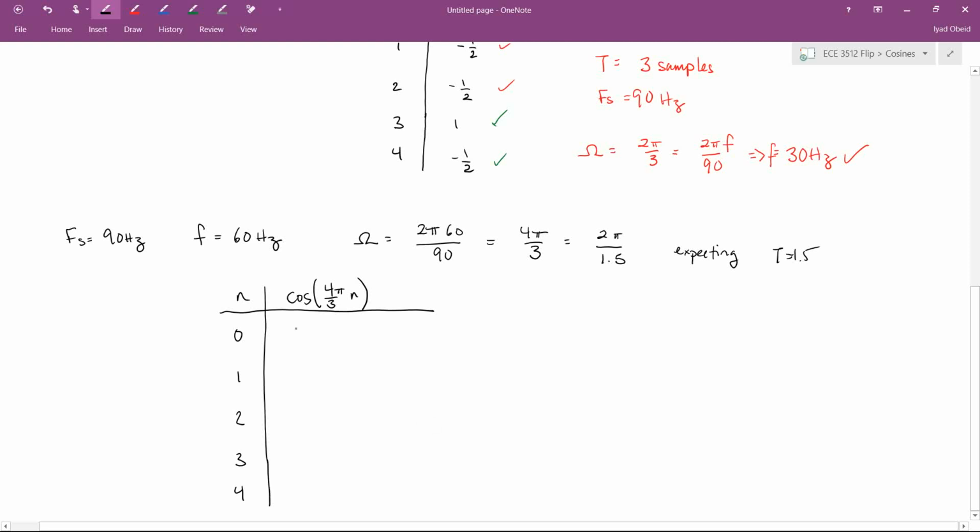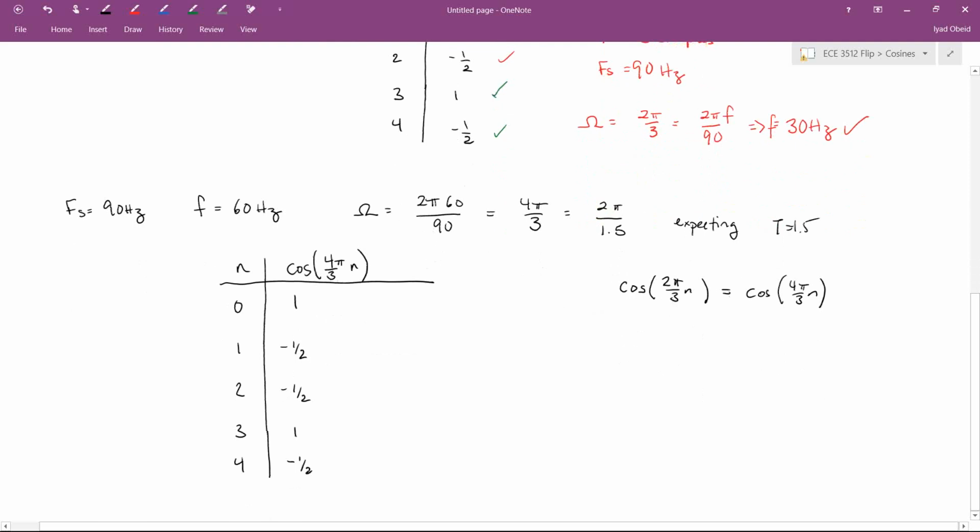And what we see is that we get 1, -1/2, -1/2, 1, -1/2. That's just what you get when you plug it in. Now this is interesting. What we've just discovered is that the list of samples we get when omega is 4/3 pi is exactly the same list of samples we get when omega is 2/3 pi. So in other words, we've just demonstrated that cosine of 2/3 pi n is the same as cosine of 4/3 pi n. If you look at the two sets of samples, they're exactly the same.